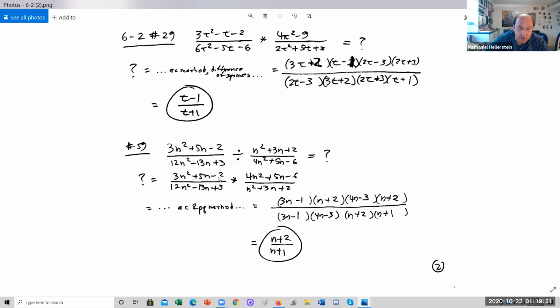And then, again, skipping the AC method and so on: 3n squared plus 5n minus 2 is 3n minus 1 times n plus 2. 4n squared plus 5n minus 6 is 4n minus 3 times n plus 2. 12n squared minus 13n plus 3 is 3n minus 1 times 4n minus 3. And n squared plus 3n plus 2 is n plus 2 times n plus 1.